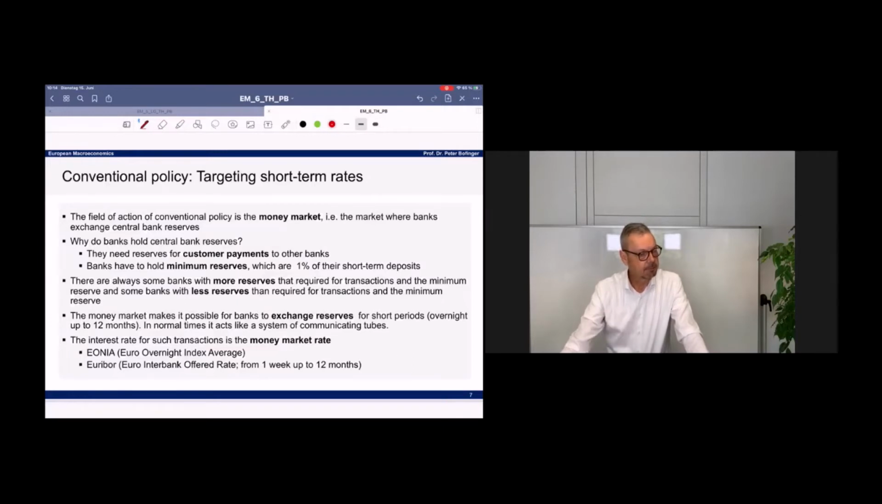Of course, when banks lend money to each other, there's always a risk that a bank becomes insolvent, and therefore most of the trading in the money market is now only against collaterals, so that you can be sure that if you lend to another bank, there is some collateral in case this bank becomes insolvent or illiquid. So this is the role of the money market, and the maturities in the money market range from overnight, so just for one day, up to about 12 months.